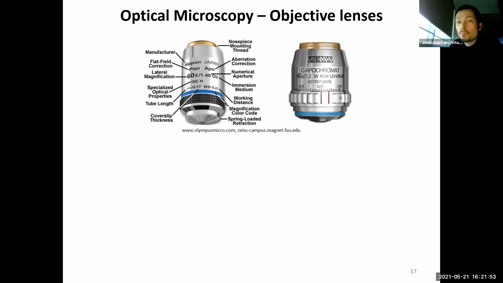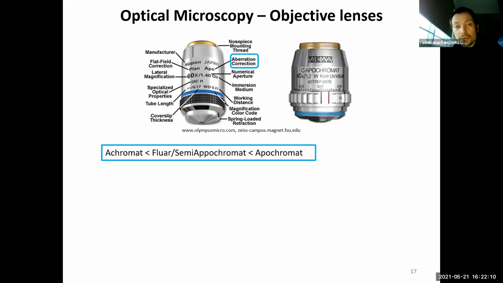Now we're coming to the most important part of a microscope, and that's the objective lens. That's really something which is very critical for the quality of the images, and it's also correspondingly expensive. There are a lot of things which are written on an objective lens. Some of which are important are, for example, aberration corrections.